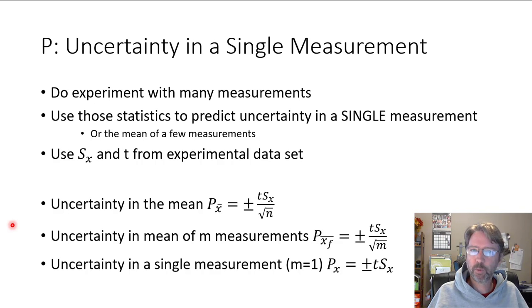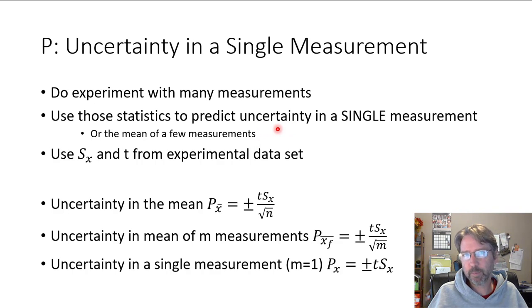We often want to know, given our measurement system, what's the uncertainty in a single measurement? I'm going to take a measurement. What's my uncertainty in that measurement? And so the way we do this is we do an experiment to find the statistics. So we take many measurements of the same thing, and we can use those statistics to predict the uncertainty in the mean of the measurement. We've already done that. But we can also use those statistics to predict the uncertainty in a single measurement or in a few measurements, 2 measurements or 3 measurements, the mean of 2 measurements. We can reuse the statistics.